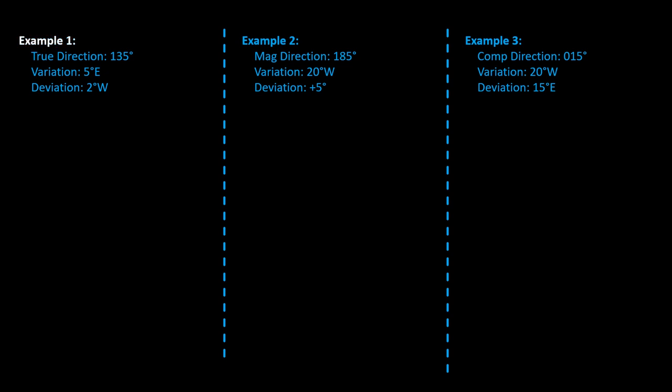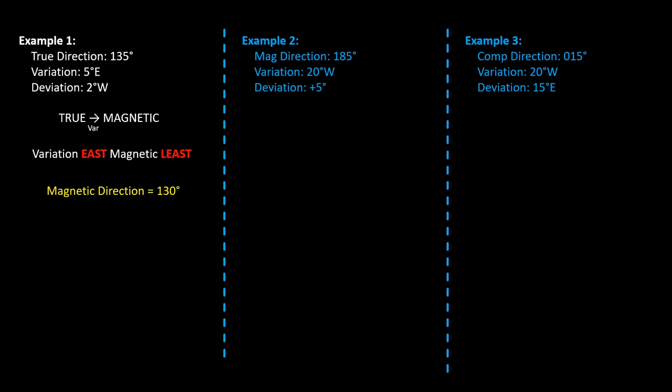Example 1. Given true direction 135 degrees, variation 5 degrees east, deviation 2 degrees west, find magnetic direction and compass direction. Since we have true direction, first we need to convert it into magnetic direction by using variation. Variation is magnetic least. Magnetic direction is less than true direction by the value of variation. Thus, magnetic direction is 130 degrees.